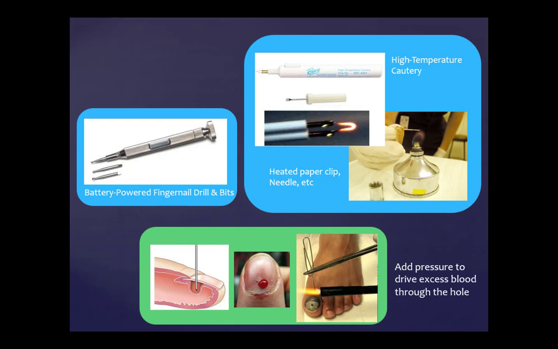We're then going to make a hole through the nail with either a sterile number 11 surgical blade or a rotary drill that's clean and disinfected with iodine solution. Or we can even melt a hole through the nail with the end of a paper clip that's heated to bright red. We're going to have the patient exert mild pressure on the distal pulp of the finger to drive the excess blood through the hole.